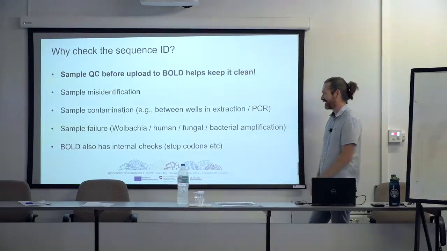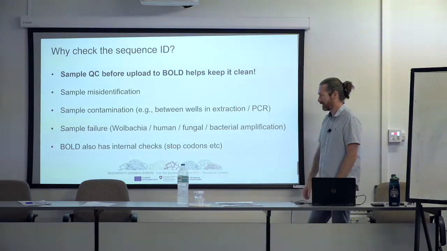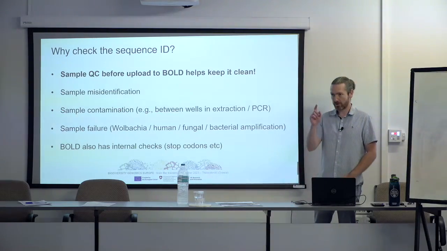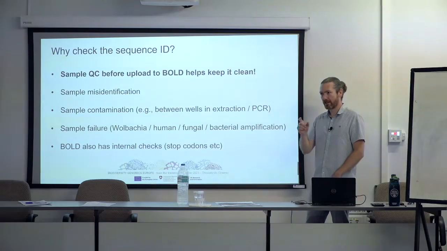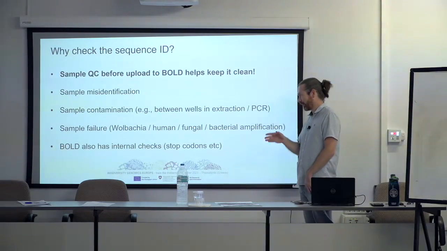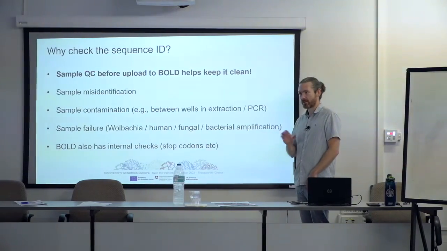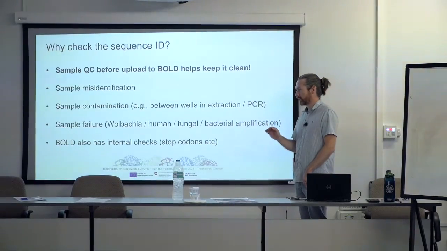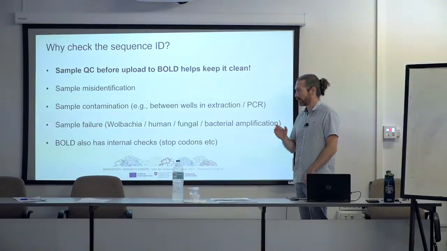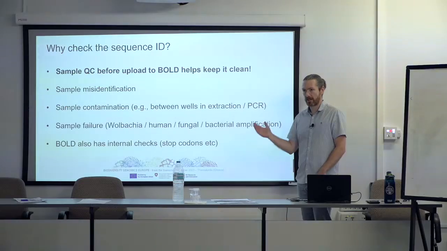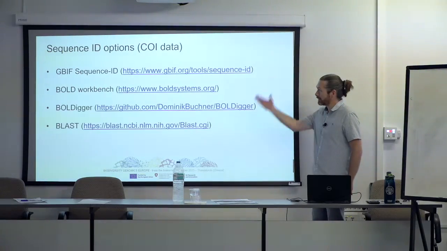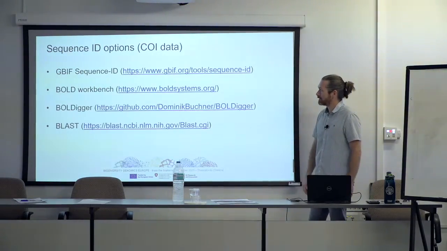So don't do that. And as I said, Bold already has its own internal checks for things like stop codons. The beauty of using ONT barcoder is we get full-length, proven, error-corrected sequences. So far fewer of those sorts of errors go into Bold if you're using ONT barcoder and ONT sequencing than if you were using traditional Sanger sequencing. So that's great.